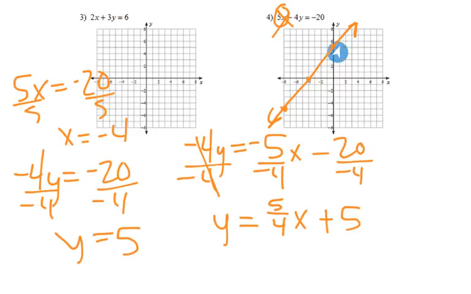Anyway, you would have started out at positive 5, and then you would have gone up 5 to the right 4, or down 5 to the left 4. So I just spent a couple minutes teaching you guys the wrong way to do that one, so I apologize for that, but it should be fixed now. Shouldn't have any more issues.